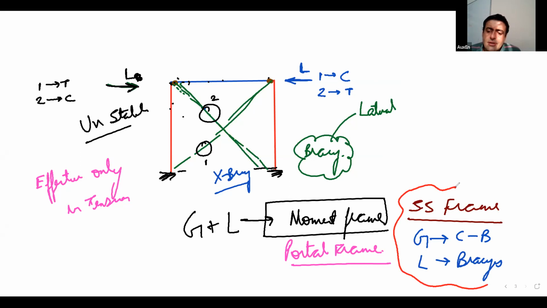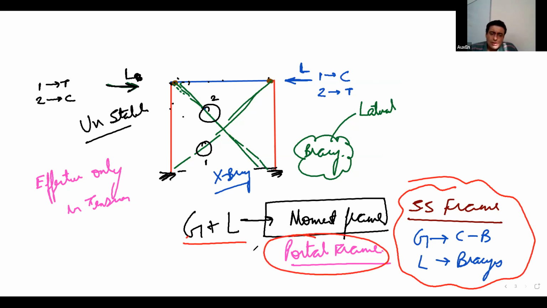Compared to this, in a moment frame system, both the gravity and the lateral load can be resisted by your frame alone. So if you have a moment frame, you do not need anything additional. Any additional system is not required to resist your loads. So both gravity and lateral loads can be resisted by your moment frame system. In simply supported frames, where your beams are simply supported on columns, gravity loads can be taken by beam columns, but for lateral loads, you will have to introduce bracings.